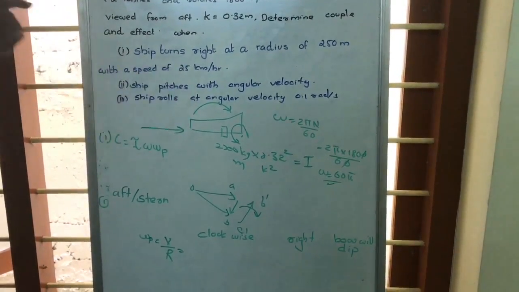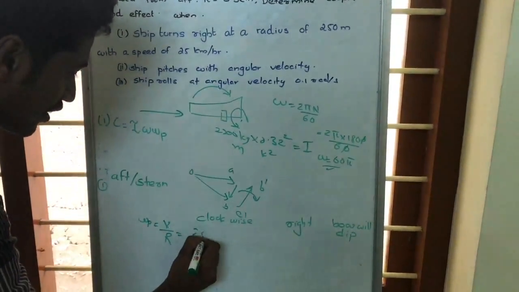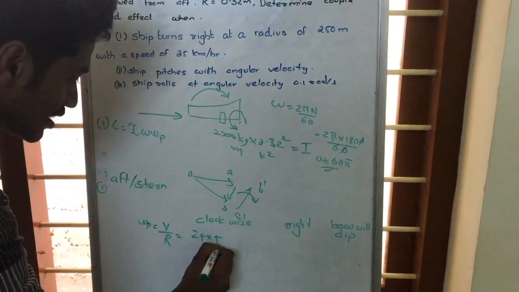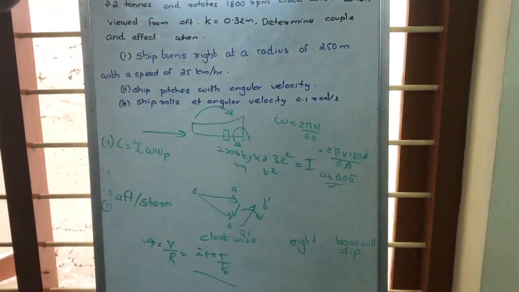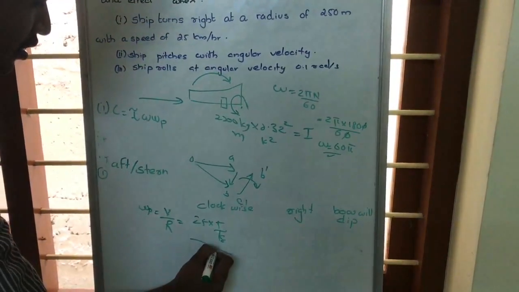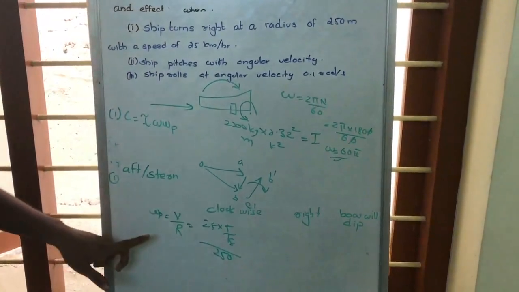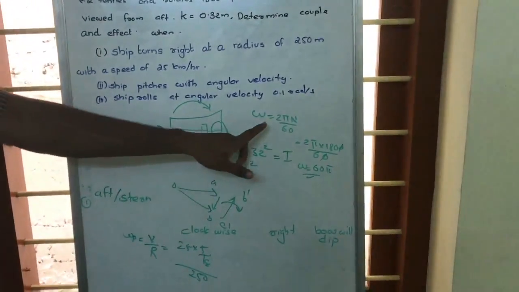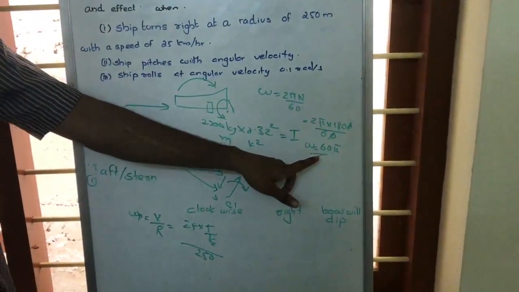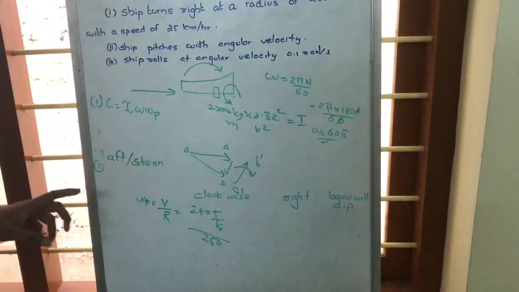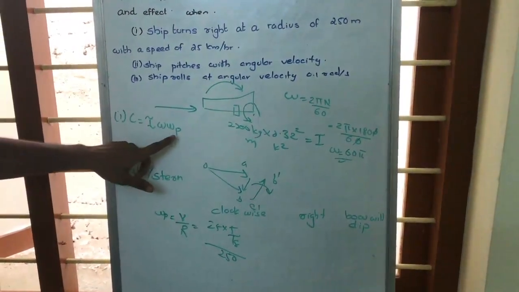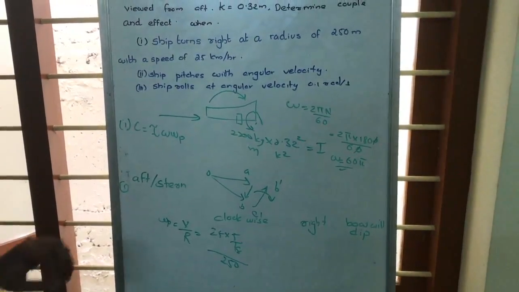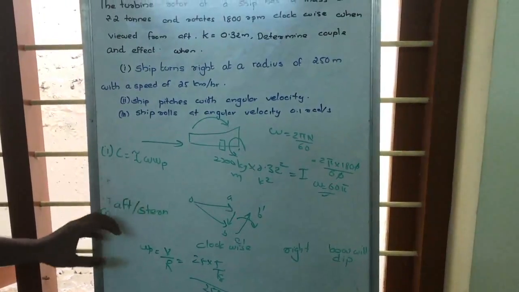Omega is velocity is given. So 25 into 5 by 18, we will get velocity in meter per second, divided by radius. The ship turns at a radius of 250. So we have obtained omega p. Now omega is already known. It is 2 pi N by 60. So I is mk square. If we substitute those I, omega and omega p, we will get this gyroscopic couple for the first effect.